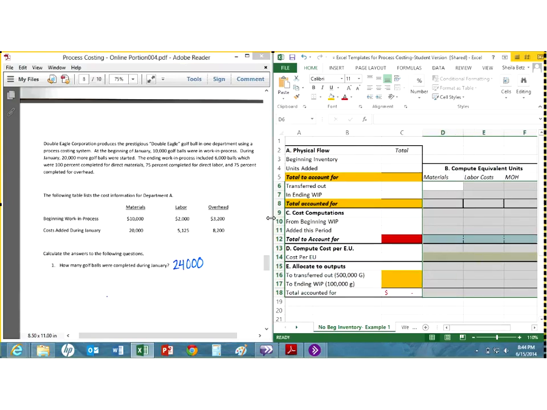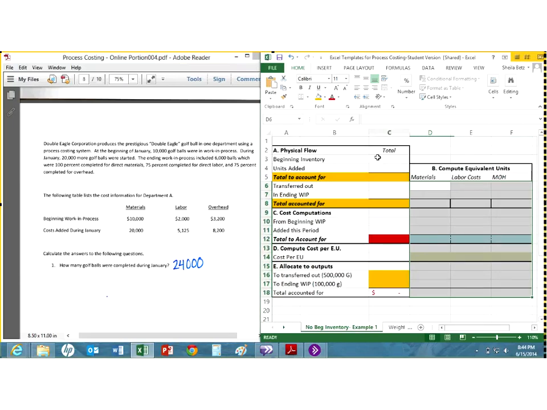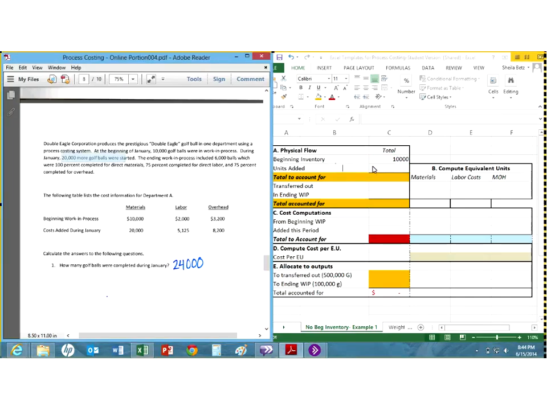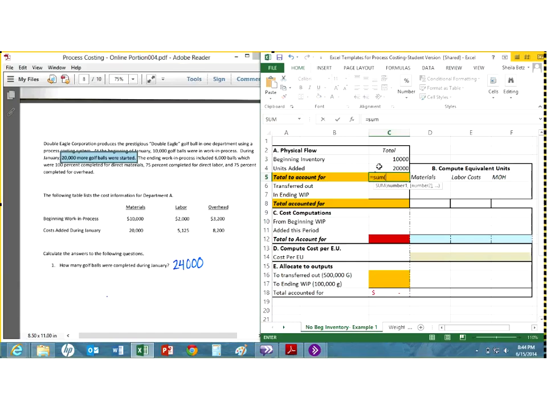All right, so first thing we always have to do is start with the physical flow. So we know that beginning inventory, there was 10,000 golf balls in work in process. It says during January, 20,000 more golf balls were started. So that was the units added. It's always this started. So if I add this up, I get total to account for of 30,000 golf balls. And remember, these total to account for have to equal. So I can automatically go down and fill in this area as well.